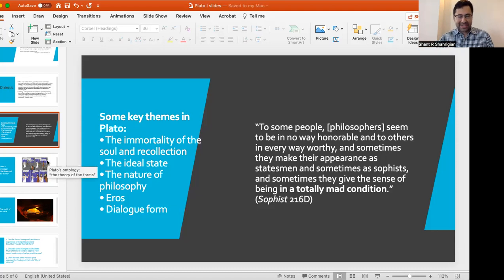Another statement I'll make about dialogue form is that I think it really emphasizes that there's no firm dogma in Plato. This is something I want to drive home. Going back to the three takeaways for today, the example of Socrates. I think the example of Socrates is reinforced by Plato's very writing style.